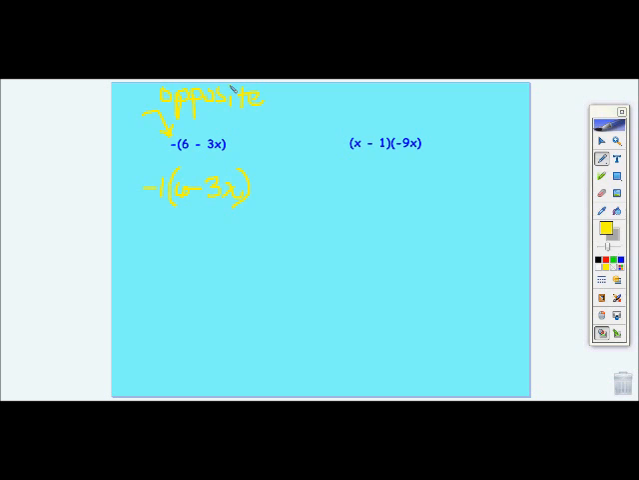I'm going to go ahead and do the first one that I wrote out. Negative 1 times a positive 6 would be a negative 6. And a negative 1 times a negative 3x, negative times a negative, would be positive, and that would be a positive 3x. Now again, I'm going to rewrite that, keeping my sign. So the proper way to write that would be 3x minus 6.